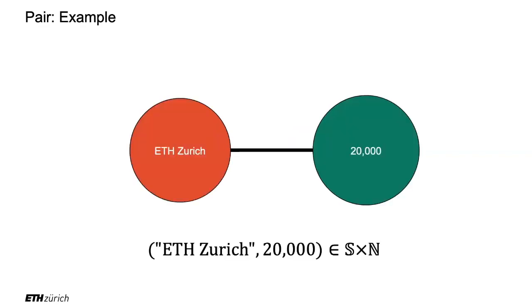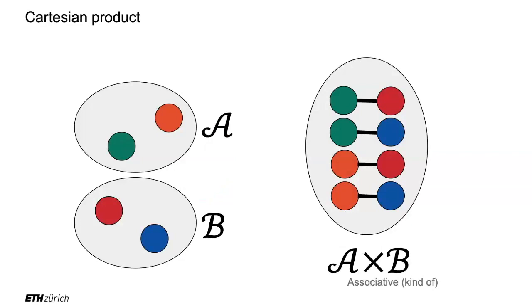All right, so here's an example of a pair where I have ETH Zurich and 20,000, which is the second value, and that belongs to the Cartesian product of the set of strings and the set of natural integers, all right? Because ETH Zurich belongs to the set of strings and 20,000 belongs to the set of natural integers. So that's what we call a pair.